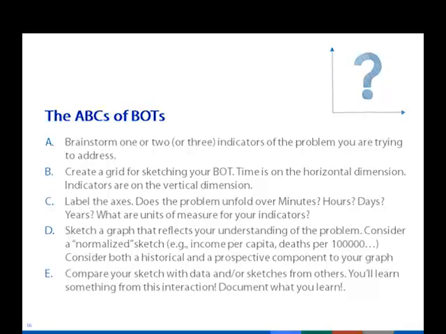Then, create a grid and label the axes. This is important. Time is on the horizontal dimension, and the indicators are on the vertical dimension. What are the units for time? What are the units for the problem issue? Once you've created a grid and labeled the axes, you can sketch a graph that reflects your understanding of the issue. It can be helpful to consider both a historical and a prospective component for the BOT graph.